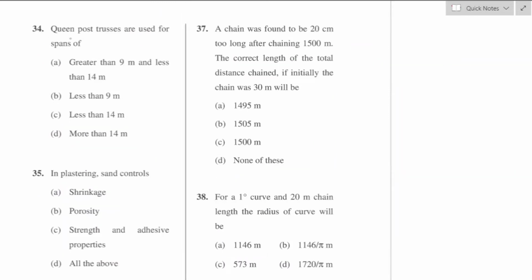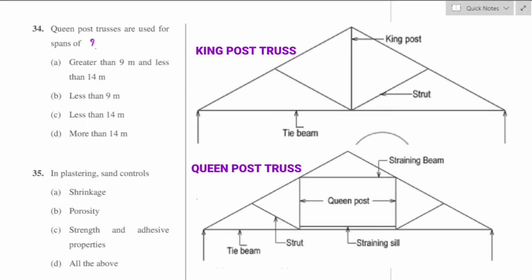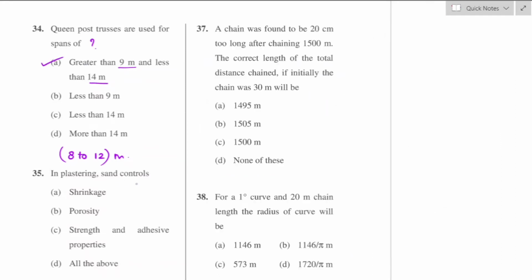Question number 34. Queen post trusses are used for a span of. Queen post truss is a tension member in a truss. In the following picture you can observe that it can span longer openings than a king post truss. Usually the range of span for queen post is 8 to 12 meters. But in the following options it is given as greater than 9 meters and less than 14 meters. So option A will be the most appropriate answer.